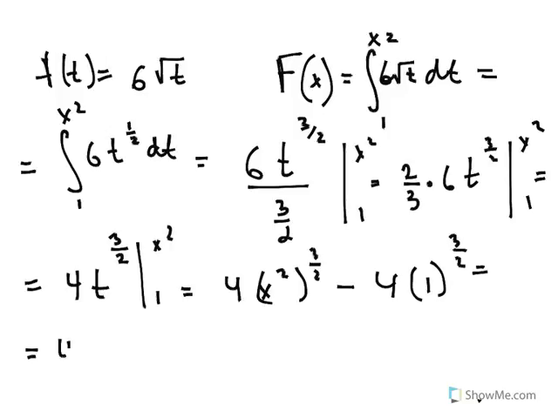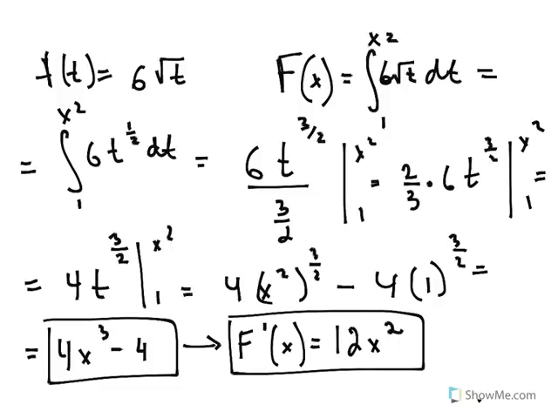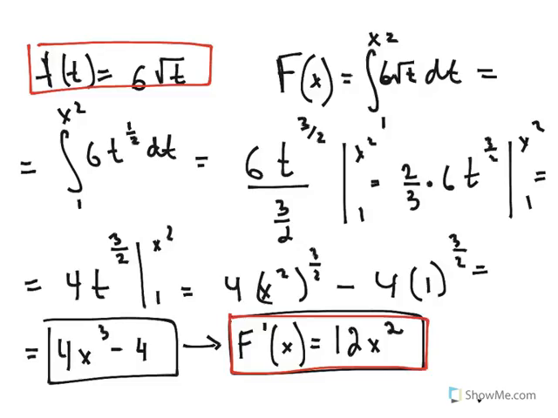So finally we get 4, this is algebra 1, x to the power of 3 minus just 4, right? So that's what I got. Now the derivative of that would be 4 times 3, 12x squared. So that's our derivative, and that was the original function.